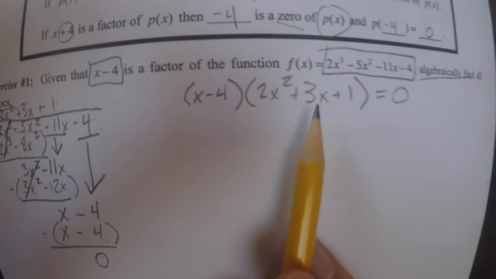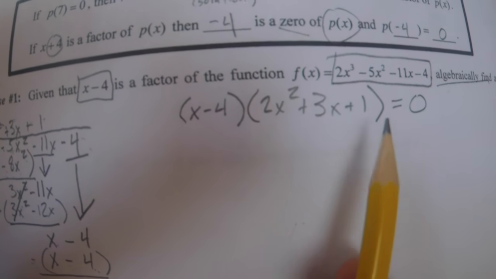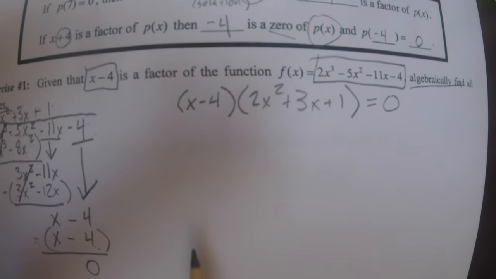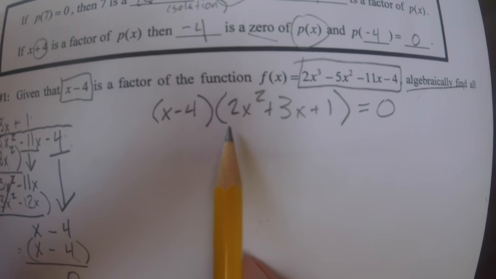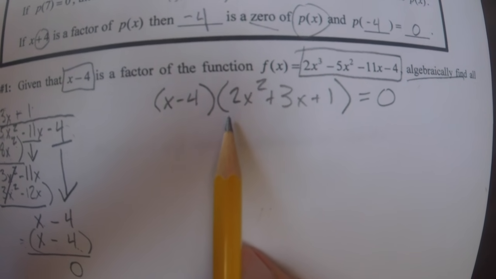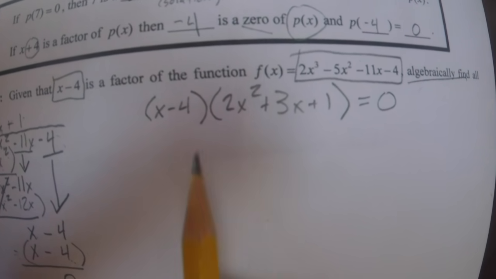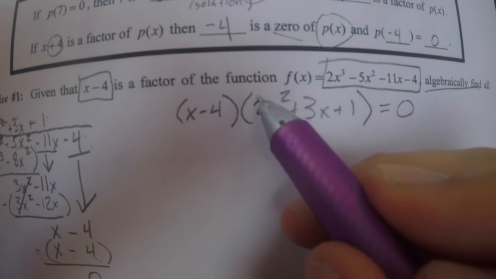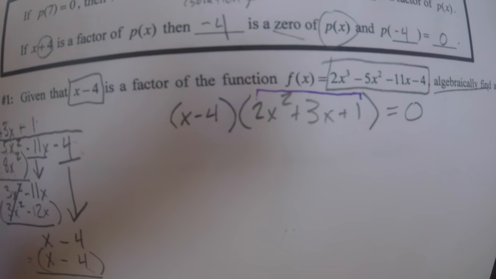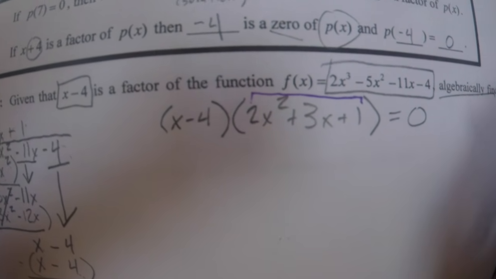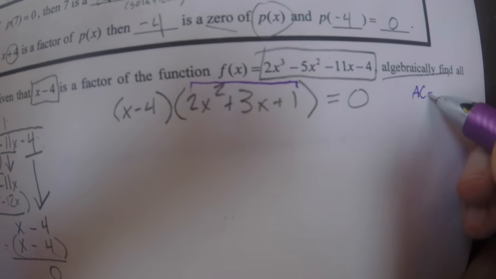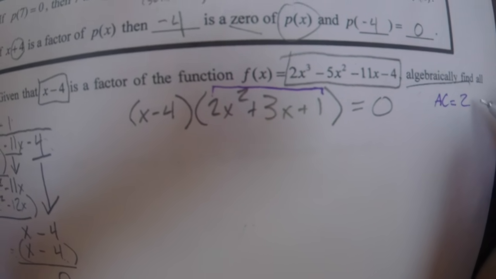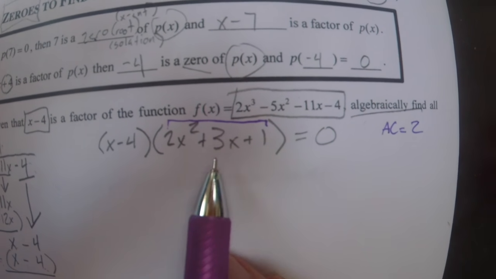Okay? But what about this one over here? Can I break this down any more and factor it? Well, I don't know. Let's see. Okay? There's a 2 out in front, which means I can't just use AM. I have to use AC. So remember, when I do AC, I have to take the first term and multiply it by the last term. Okay, so A times C is 2. All right, so I need factors of 2 that add up to 3.